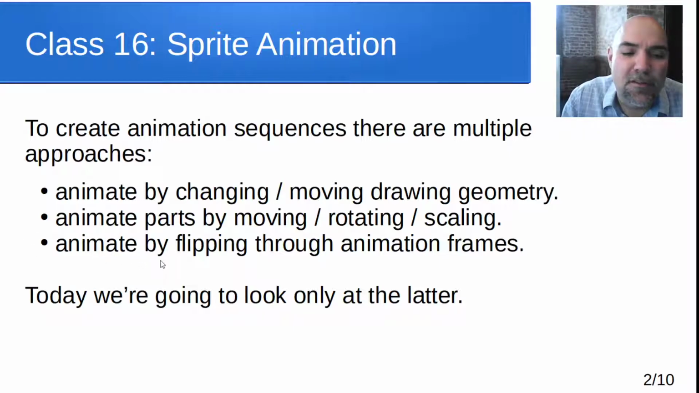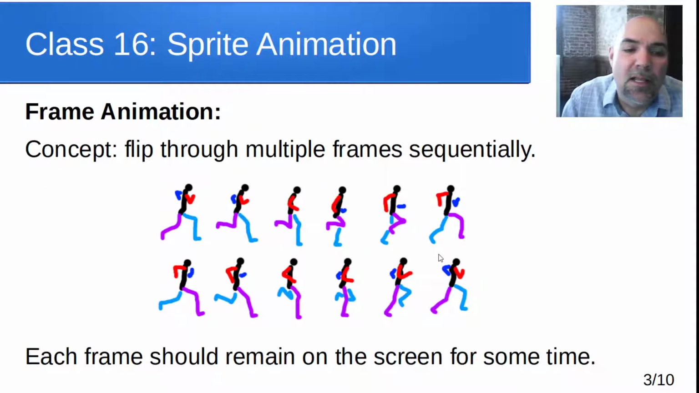We're going to focus on this third one, which is to animate by flipping through animation frames. And we're going to do that with sprites today. And so that essentially works like a flip book, meaning that you flip through multiple frames sequentially. In other words, you draw. And this is an animation sequence that I just did with Paint real quick for this lecture. So I don't really know how close this looks to actual running. I just used the paint tool and kind of painted the torso.